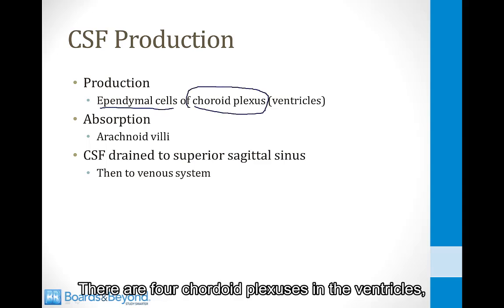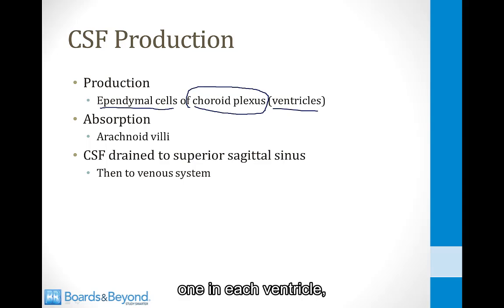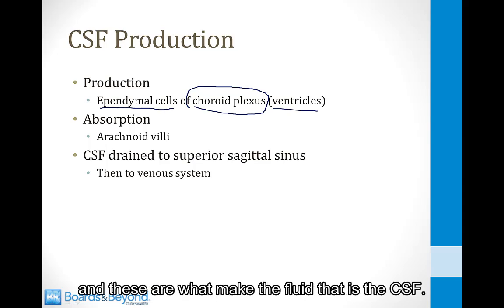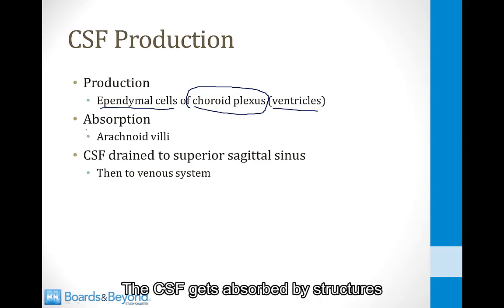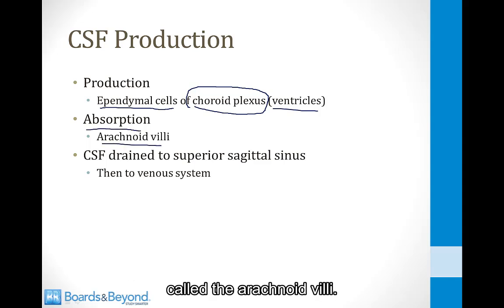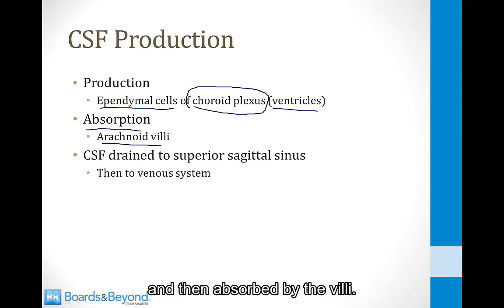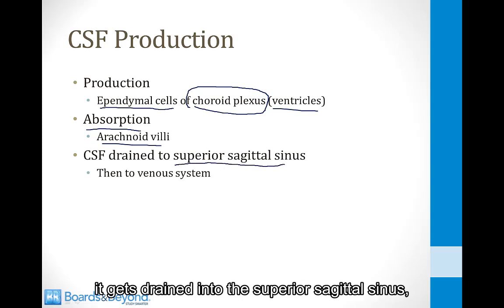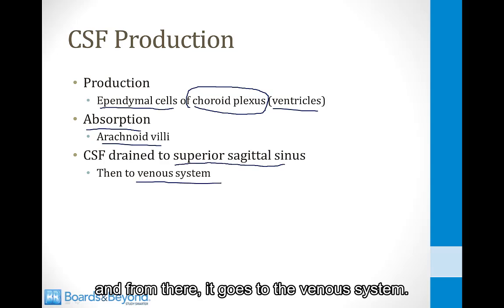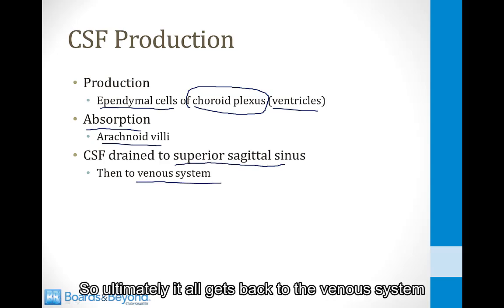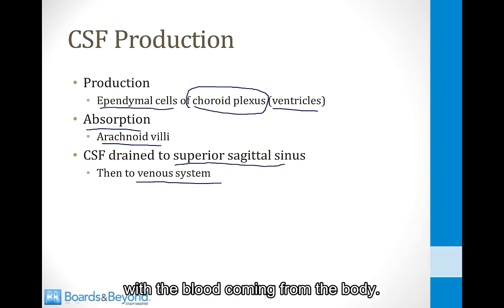There are four choroid plexuses in the ventricles, one in each ventricle, and these are what make the fluid that is the CSF. The CSF gets absorbed by structures called the arachnoid villi, so it's constantly being produced by the ependymal cells and then absorbed by the villi. Once it gets absorbed, it gets drained into the superior sagittal sinus, and from there it goes to the venous system. So ultimately, it all gets back to the venous system with the blood coming from the body.